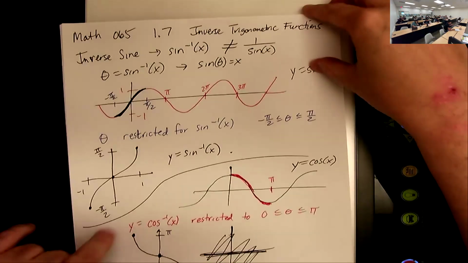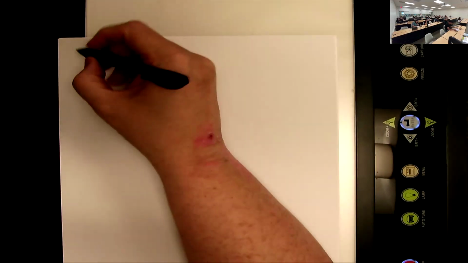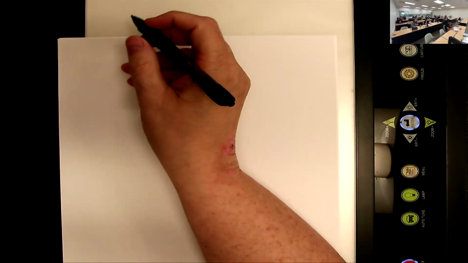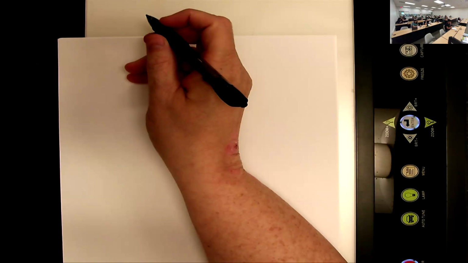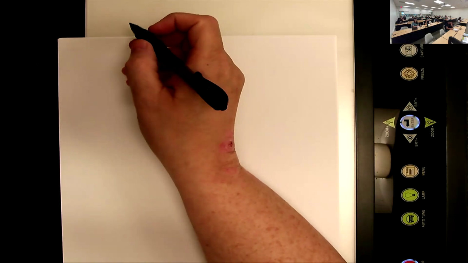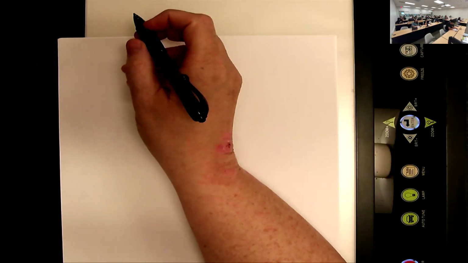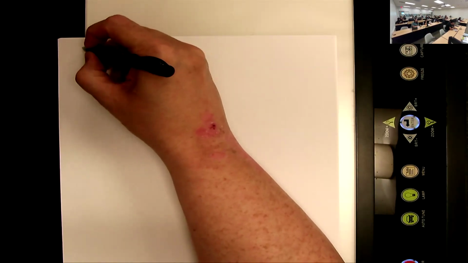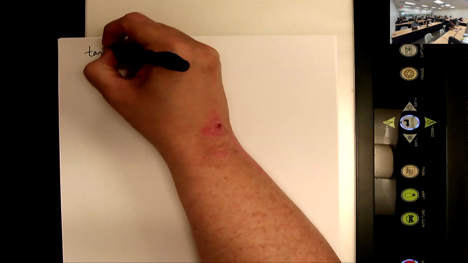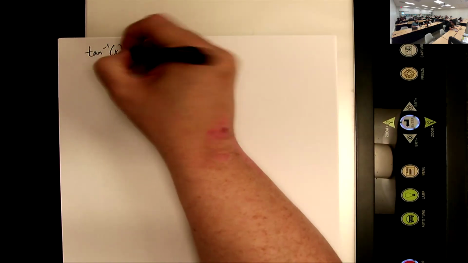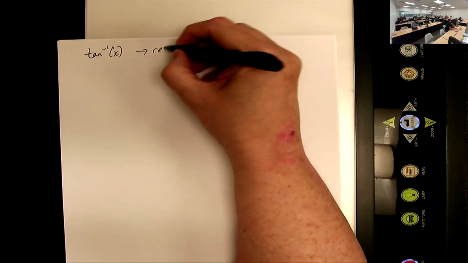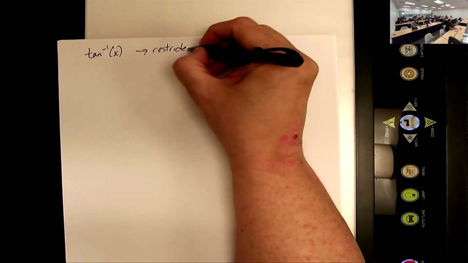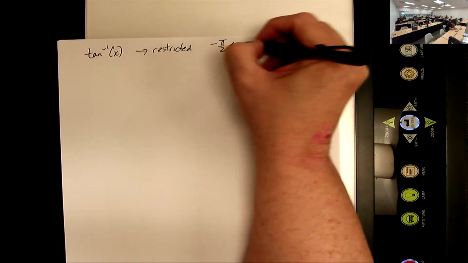All right, rather than wasting your time with the graphs of the other ones, we'll just talk about the other ones that show up on occasion. Tell you right now, cosecant and cotangent. That's just how calculus ends up being. They show up on occasion, but not that much. But we love tangent and secant. So tangent inverse x is restricted to negative pi over 2 to pi over 2, like sine.